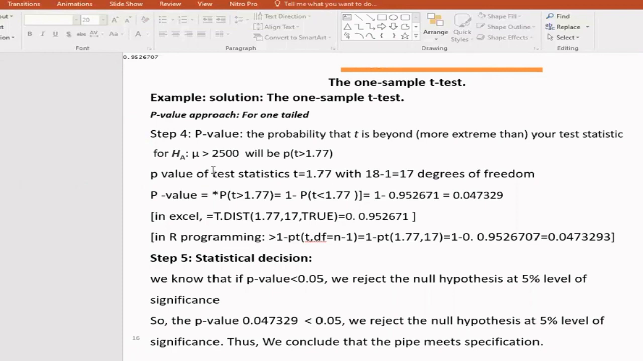If it is a less-than test, just take the p-value of less than 1.77, no need to do the 1 minus. You can get it directly from Excel or from R programming. That's all for the one-tail test.